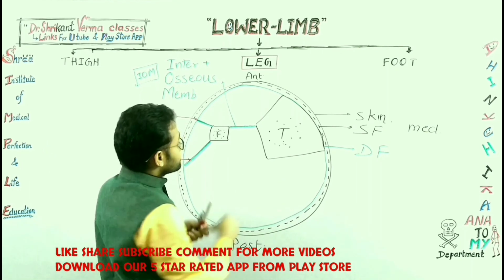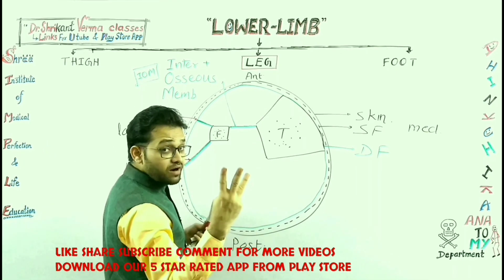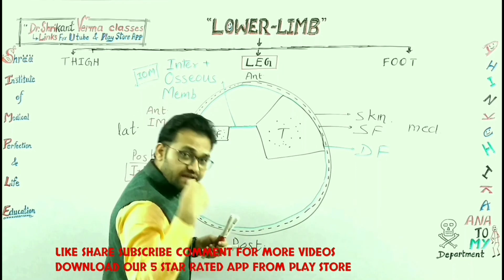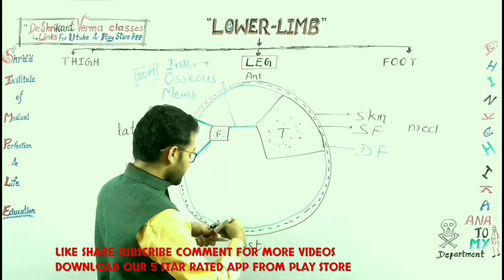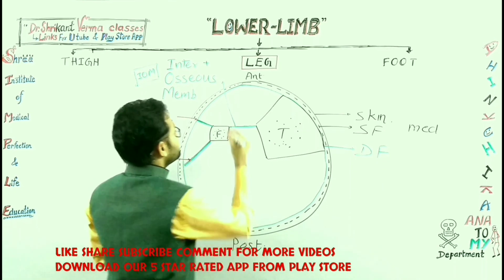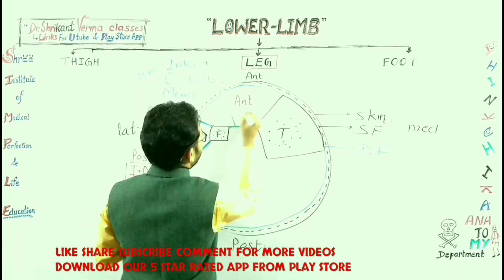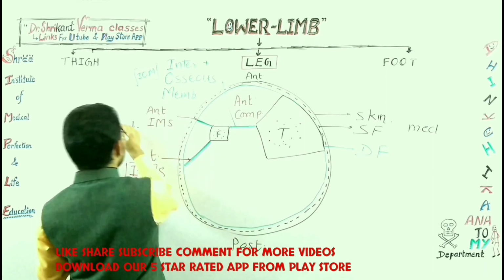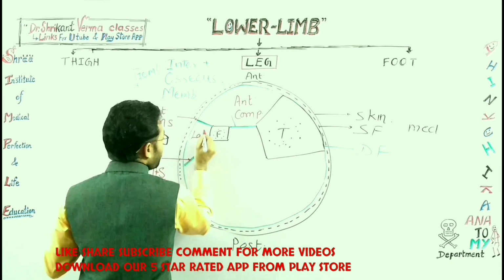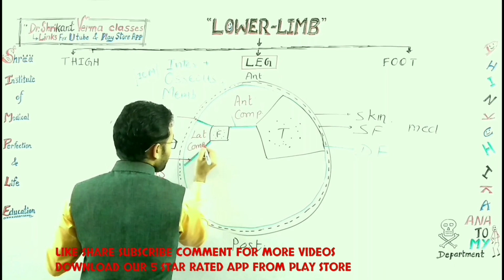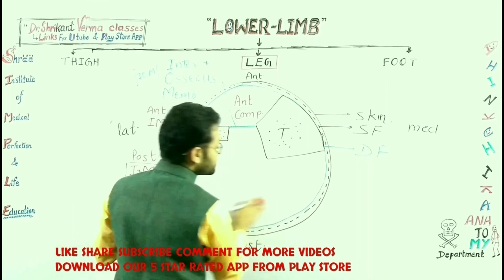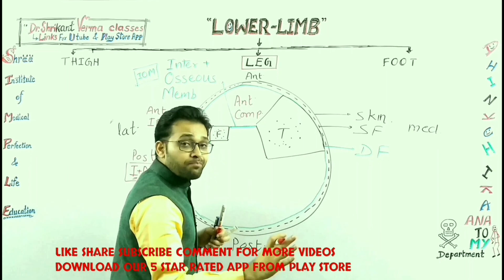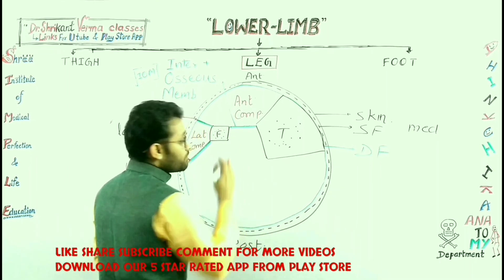So in this way, the leg is divided into three compartments. Yes, the leg is mainly divided into three compartments. What are the three compartments? You can see this is the anterior compartment. Yes, this is the small lateral side. That's why small lateral compartment. And yes, this is the most bulky and the largest compartment of the leg. That is the posterior compartment.